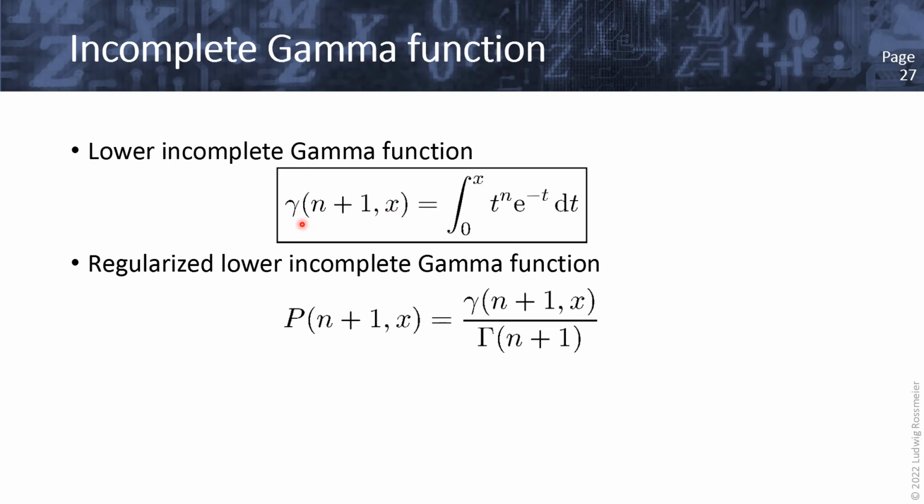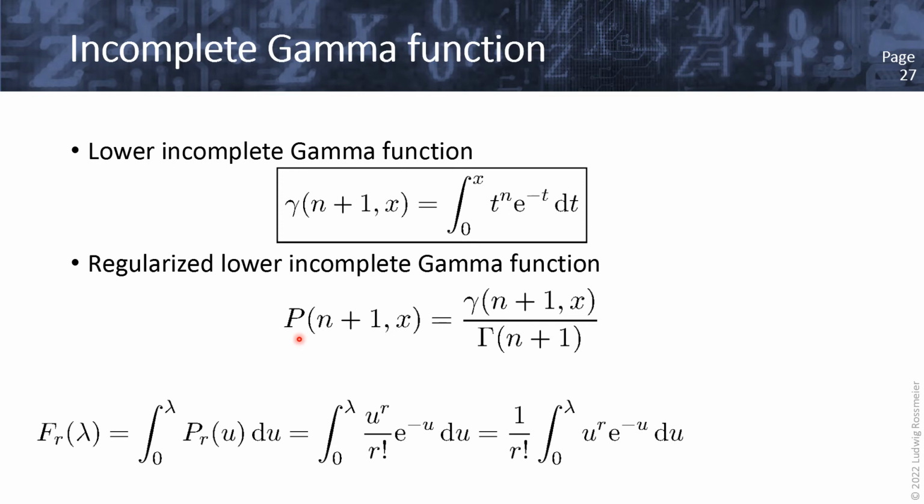The symbol is a small gamma, and there's a regularized lower incomplete gamma function, where this lower incomplete gamma function is divided by Euler's gamma function with the same parameter n plus 1. And the symbol for this regularized lower incomplete gamma function is a capital P.